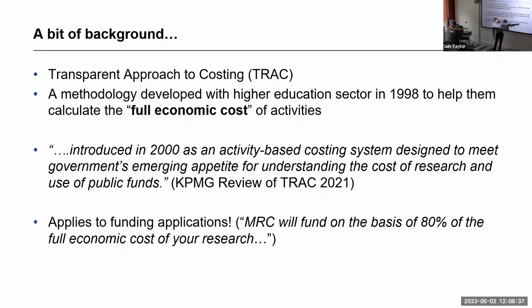I think this little quote from the KPMG review sums it up nicely: the emerging appetite for understanding the cost of research and use of public funds. So indirect costs and full economic costing isn't something that the University of Glasgow has just come up with, or a group of universities thought it would be a great idea to try and get a bit more money. It was something that was set up between funders and the sector way back in 1998 to 2000.